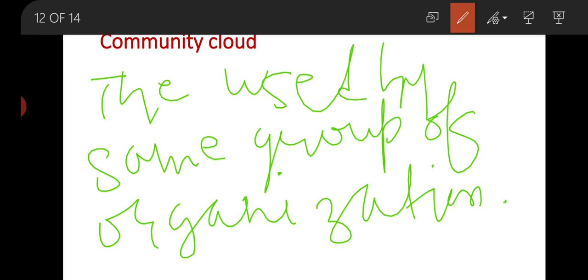Suppose we are going to store data or use cloud computing for online study and online teaching, then all the schools refer to the same cloud, requiring the same services. This type of cloud computing is called community cloud, where the same group of people or organizations are asking for the same type of resources and services using cloud storage or online storage. This mechanism is called community cloud.